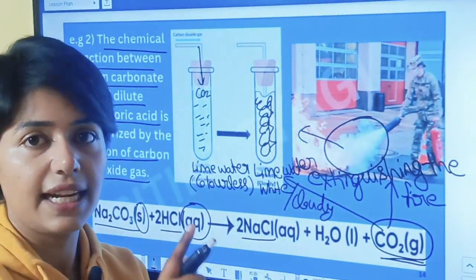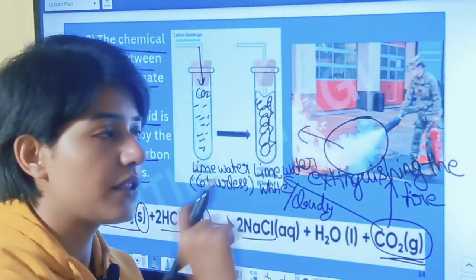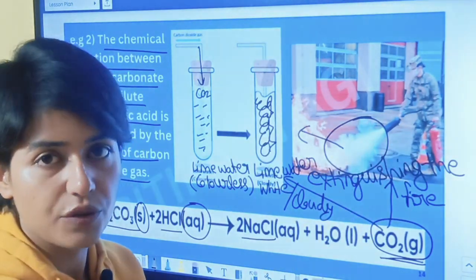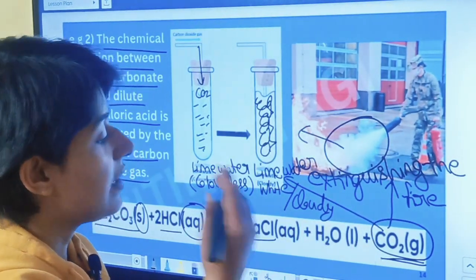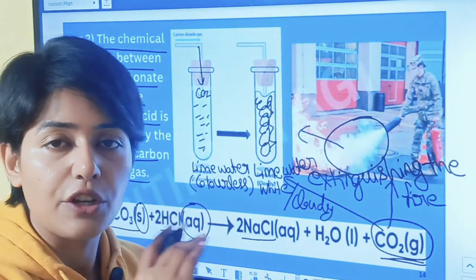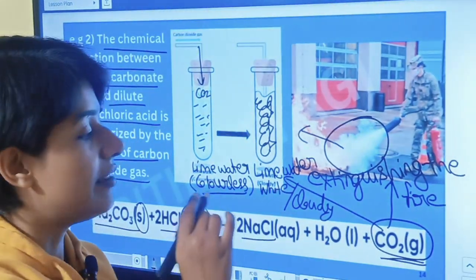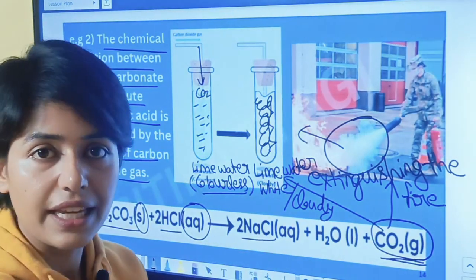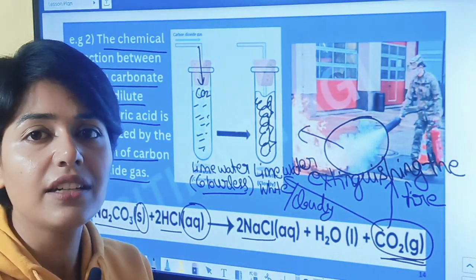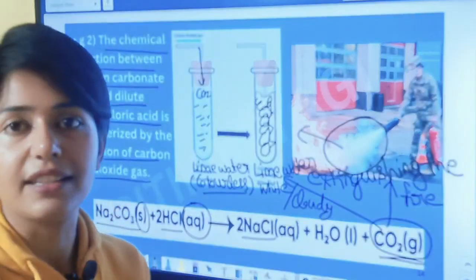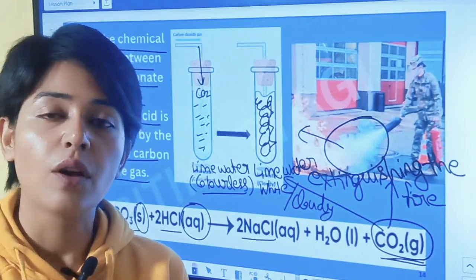The first one is that carbon dioxide gas extinguishes the fire, which is used in fire extinguishers. And the second is that when we pass CO2 gas into lime water, which is initially colorless, then the lime water turns milky. Milky means cloudy or white in color. So these are the two tests for CO2 gas.